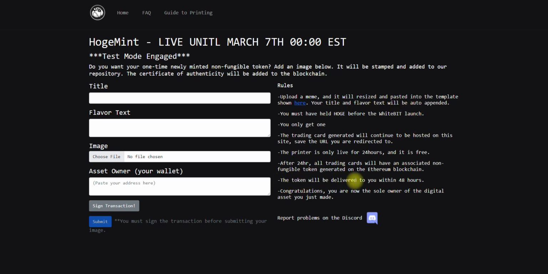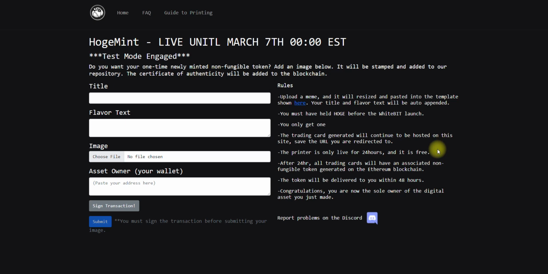The token will be delivered within 48 hours. But it looks like they were just doing a test mode and it was live until March 7th. So going back to what I said about that being delivered in 48 hours, they're just running a test mode now. But this is going to go live again in the future, and you'll be able to upload your own picture, make your own NFTs, non-fungible tokens, like I was just talking about earlier.